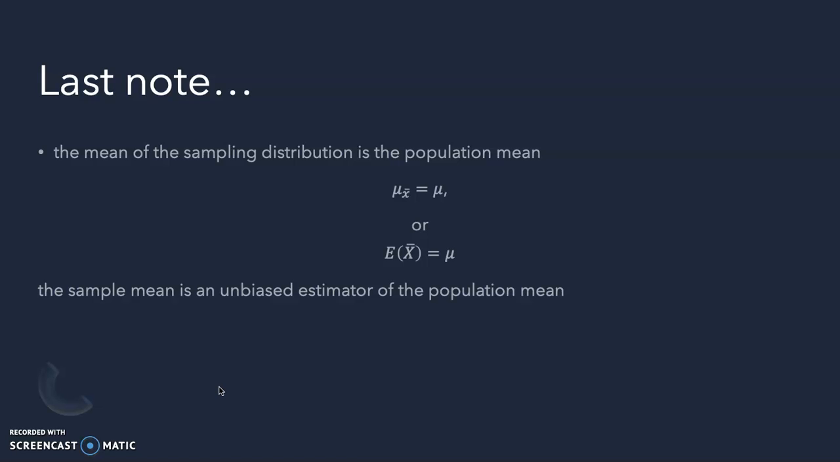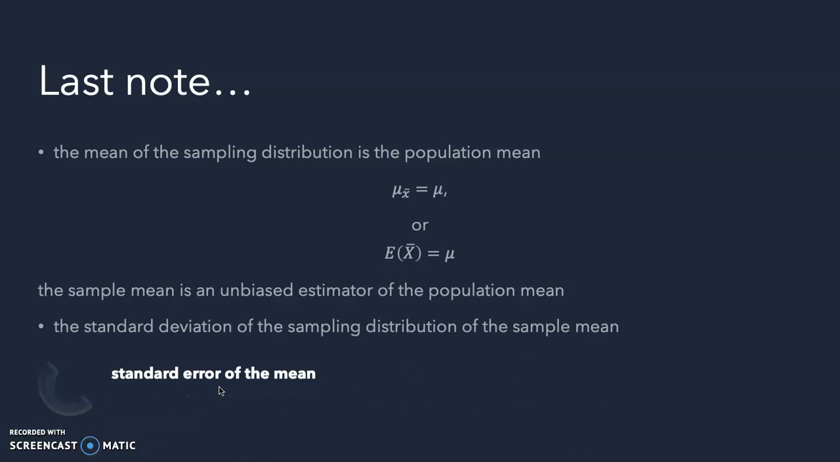The standard deviation of the sampling distribution of the sample mean, also known as the standard error of the mean, is equal to the population standard deviation divided by the square root of the number of observations. Based on this formula, we can see that as the number of observations, or the n, gets larger, the standard error of the mean will get smaller, which you will see later from the central limit theorem, the reason why a larger sample is preferred.